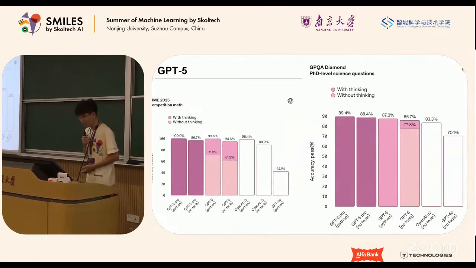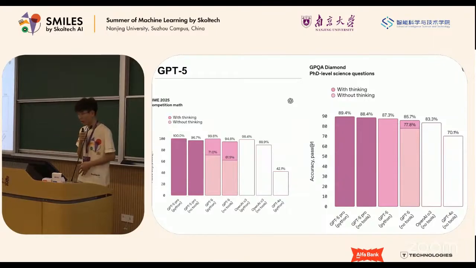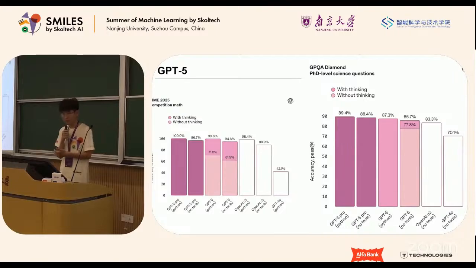OpenAI's GPT-5 model integrates the capabilities in a unified system. On the 2025 AIME benchmark, GPT-5 Pro with thinking achieves 100% accuracy, while the version without thinking just scores 96.7%. A similar trend is obviously seen on the science benchmark GPQA Diamond, where the thinking mode improves the performance significantly.